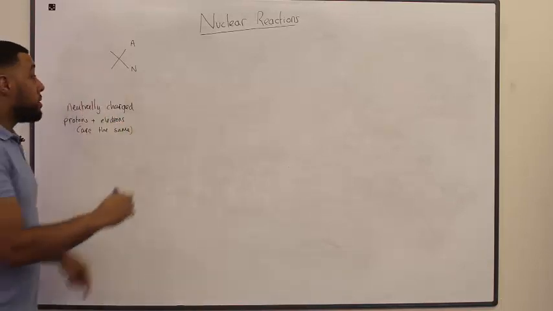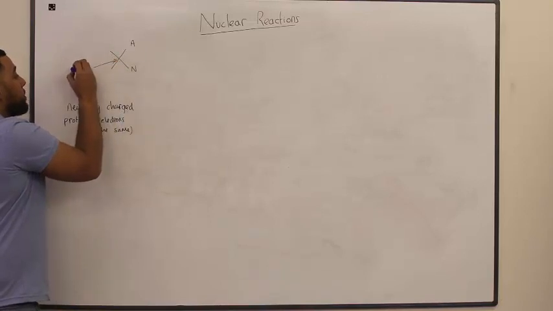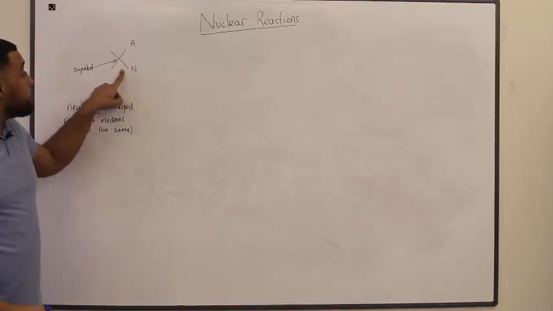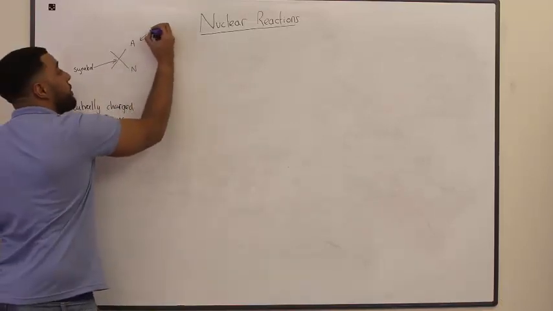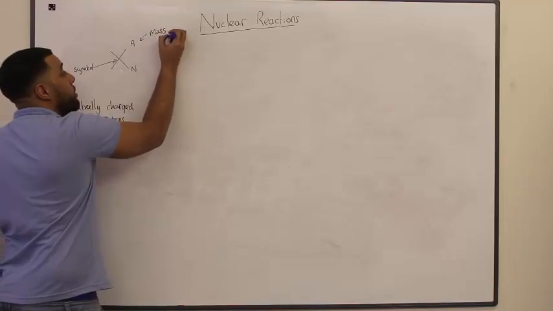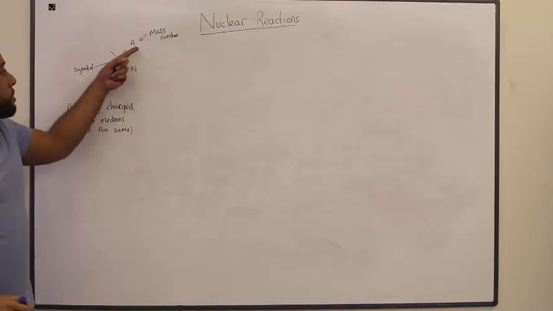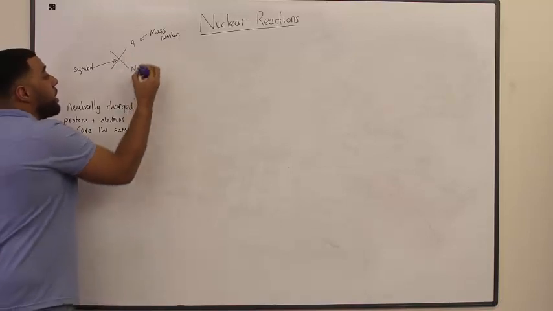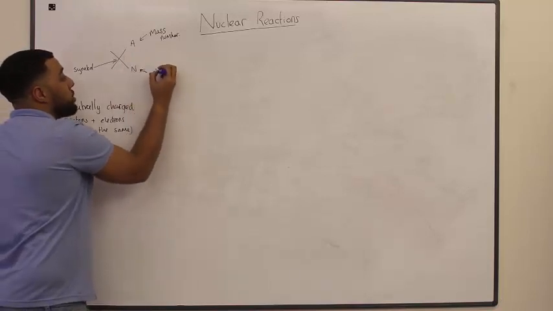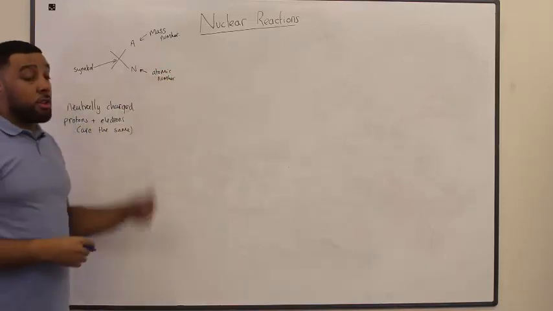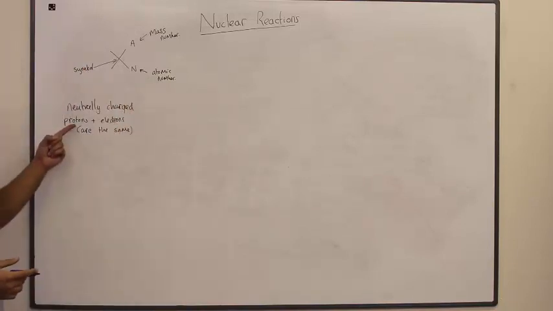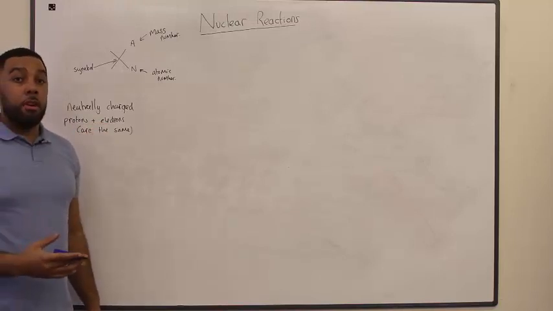Now for any element, we have the symbol, and here I've just represented the symbol using X. We have a number at the top which we refer to as the mass number, and the mass number is the number of protons and neutrons. This number at the bottom we call the atomic number, and the atomic number tells us how many protons the element has. And remember that the number of protons and electrons are exactly the same for any atom.